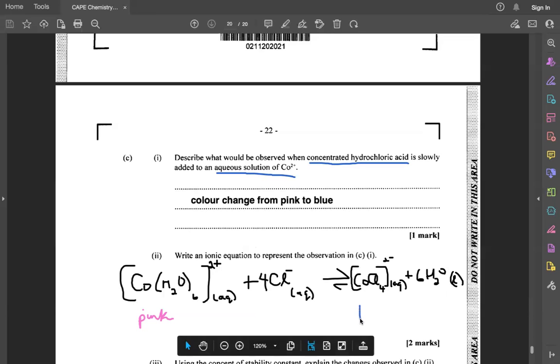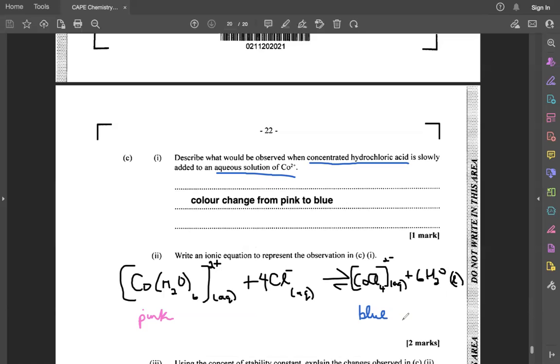So this cobalt chloride complex that gets formed as a result of that ligand exchange is going to be blue. Okay. So this is how we would write that ionic equation to represent the color change that we would have observed in C part I, which is a color change from pink to blue upon the addition of hydrochloric acid to our aqueous cobalt, okay? So that's what we need to write there for those 2 marks.